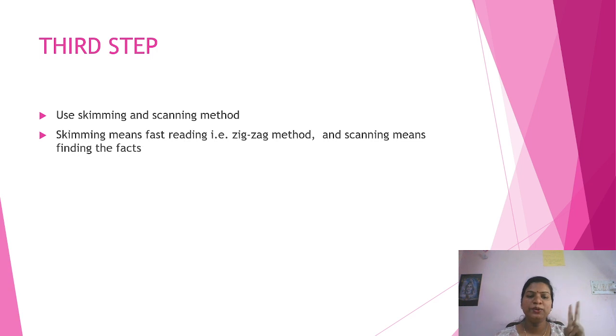Third step, use the skimming and scanning method. This is very, very important here. In reading part A, you have to use skimming and scanning. What is skimming? Skimming means fast reading. That is the zigzag method. You have to read like that.